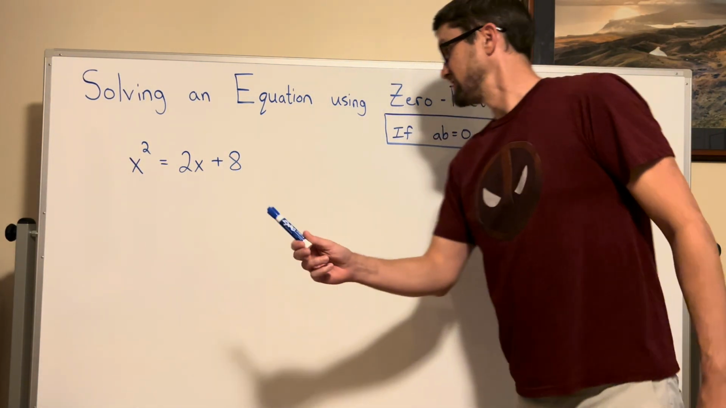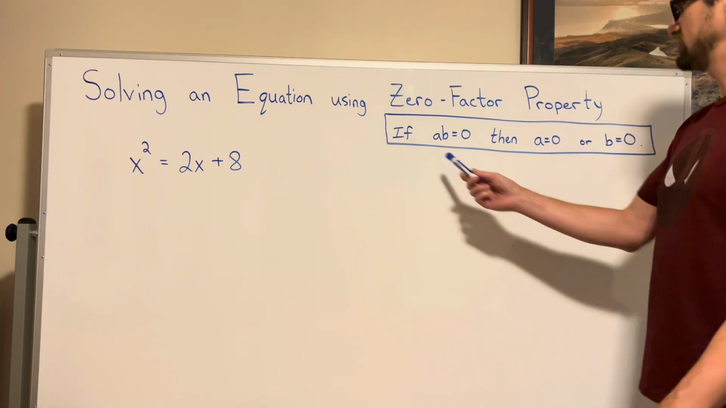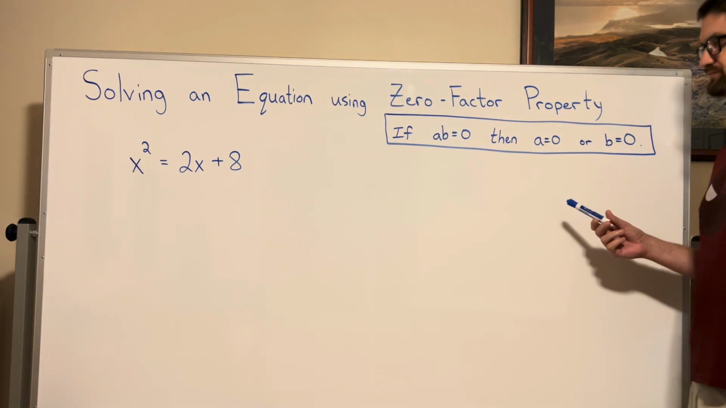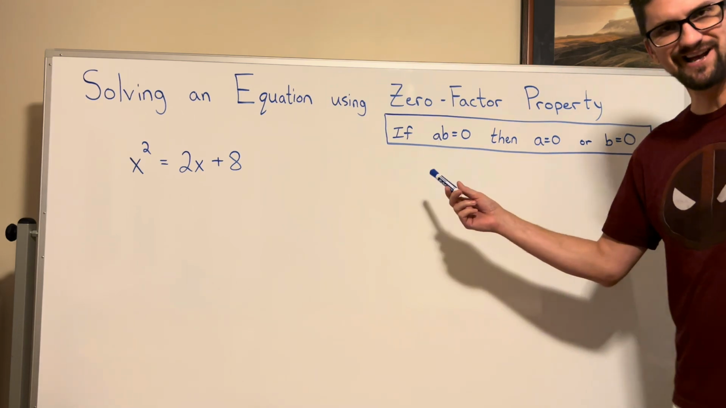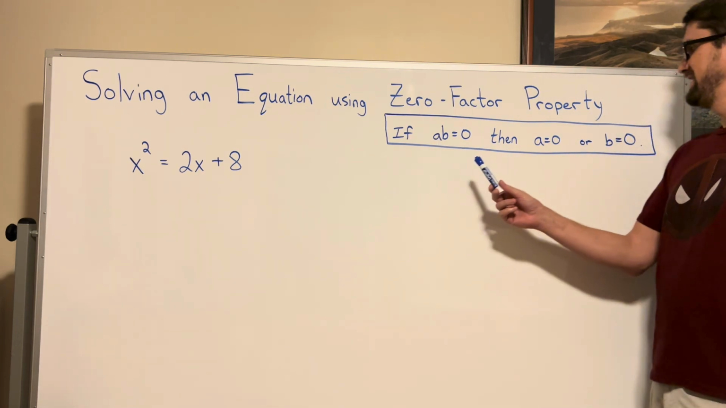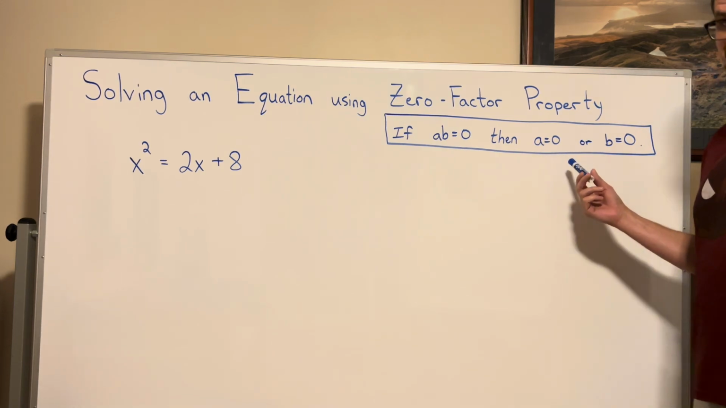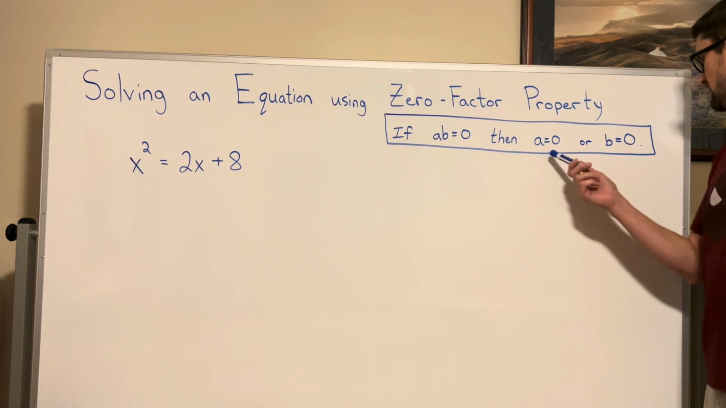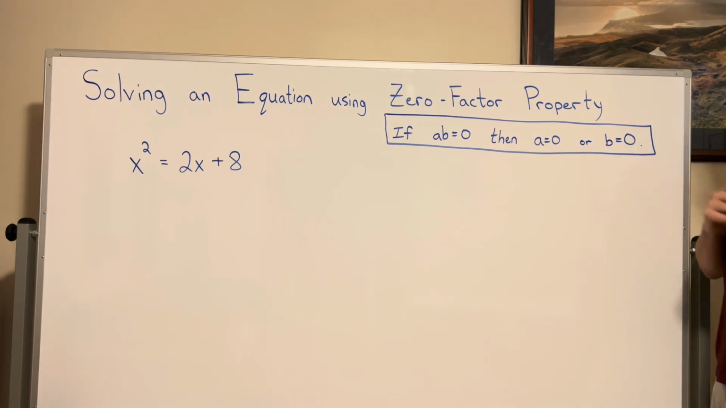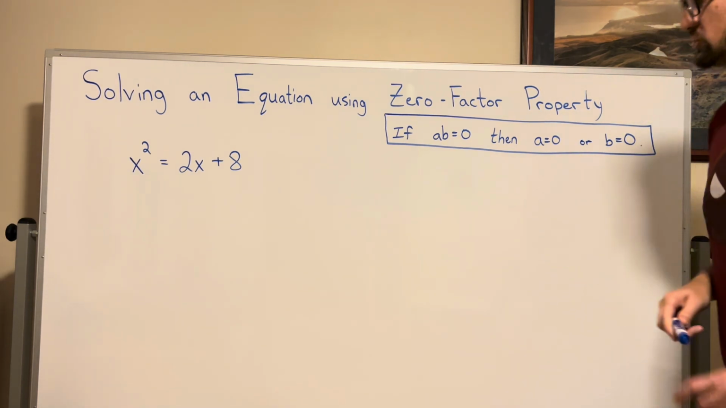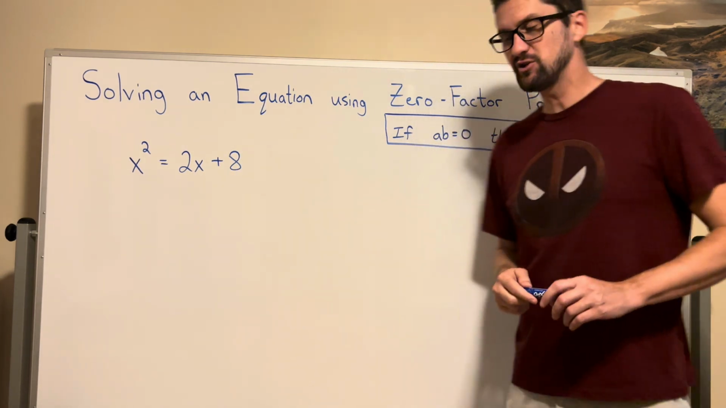Solving an equation using the zero factor property. Here's the zero factor property right here. It states that if you have two factors multiplying to give zero, that means that one of those factors needs to be zero. Or they can both be zero. A could be zero, B could be zero, or both of them could be zero. We're going to use this property to solve this equation.